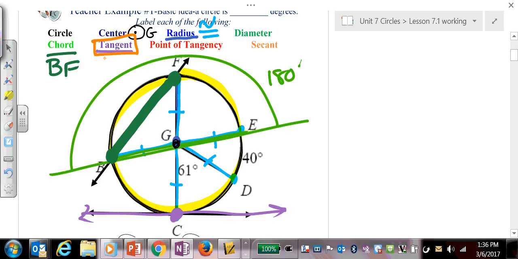Tangent is the purple. It means to touch from the outside. You guys honestly know this word.